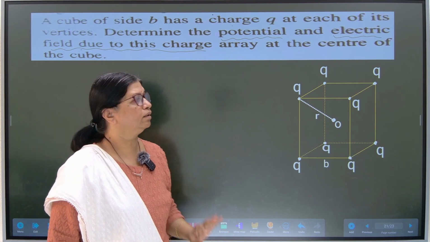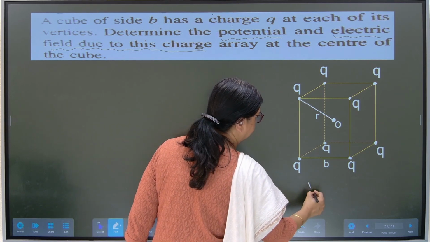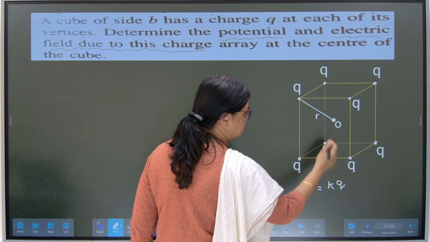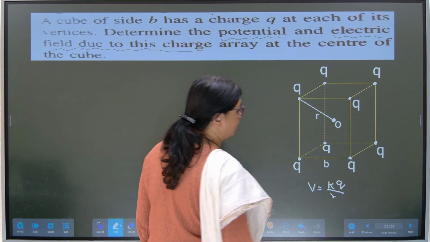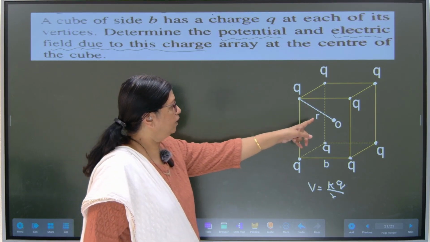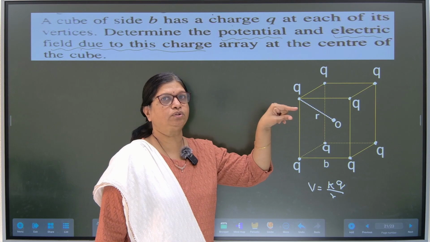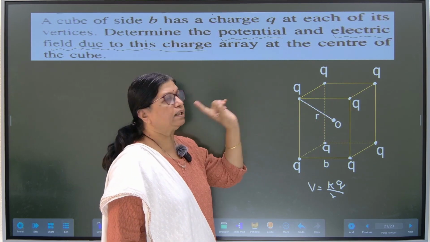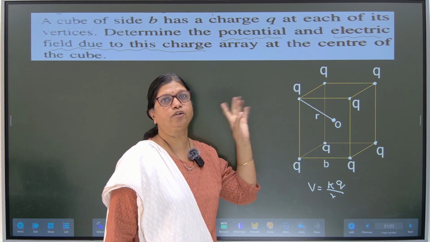For the potential, what do we need? We need only V is equal to KQ divided by R. K we know, Q is given to us as the charge. Now, what is R? R is the distance from the point. They are asking to find the potential at the center, so the center is the point. Center is O. Charge is Q. We have to find first the distance between O and Q.